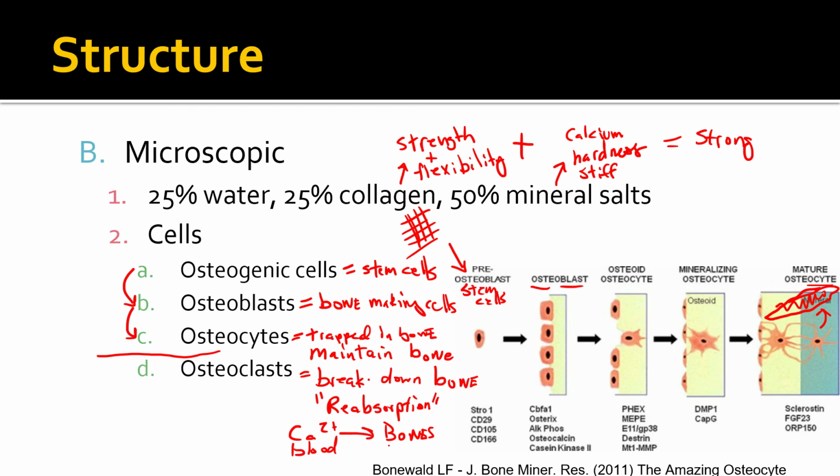But let's say we run low on calcium, we would then need a way to take calcium from our bones and put it back into our blood. And so that's the reabsorption we're talking about. So when we put the calcium back into circulation, we call that reabsorption.